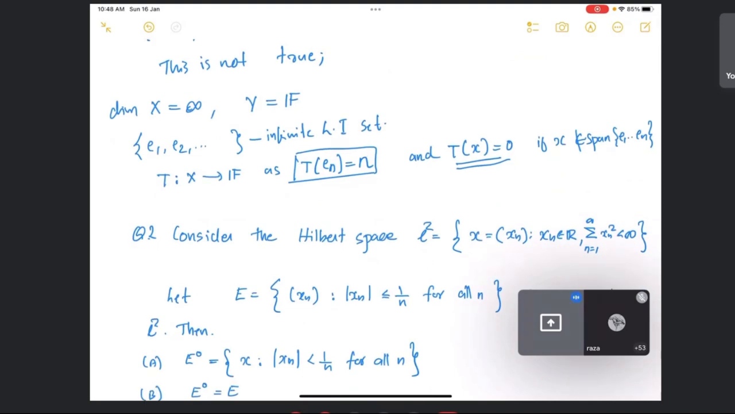Now what this says is that you can assume that these vectors have norm 1, or if these vectors don't have norm 1, you can always normalize them, dividing each by its norm, then the norm of these vectors will be 1. So I am assuming that these are normalized vectors, that is, the norm of each vector in this linearly independent set is 1. So in this case, what is the norm of T?